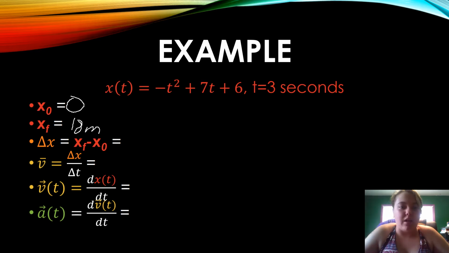And our displacement, our delta x, is simply our 18 meters subtracting 0 meters. So our delta x is 18 meters. Now our average velocity is our displacement over our change in time. So we have 18 meters divided by our change in time, which we're stating is 3 seconds. So our average velocity is 6 meters per second.